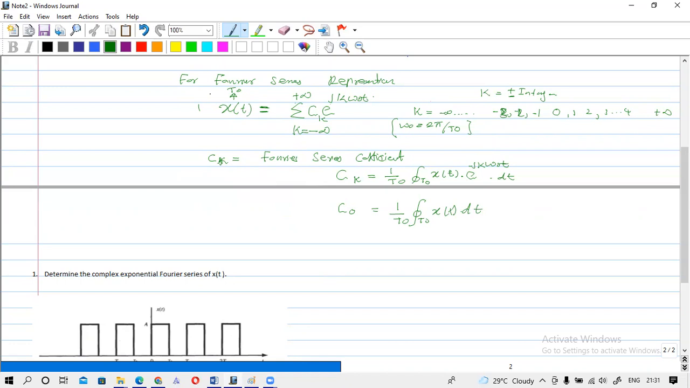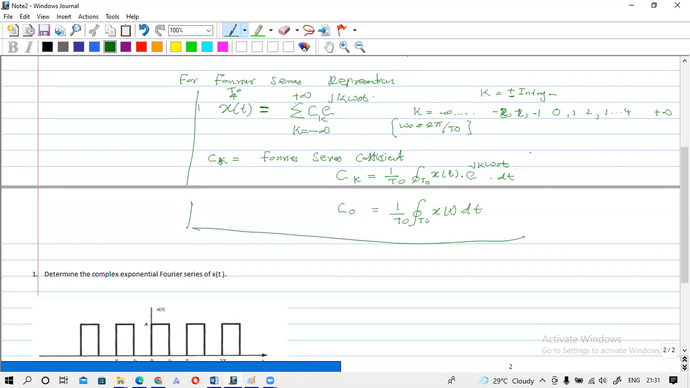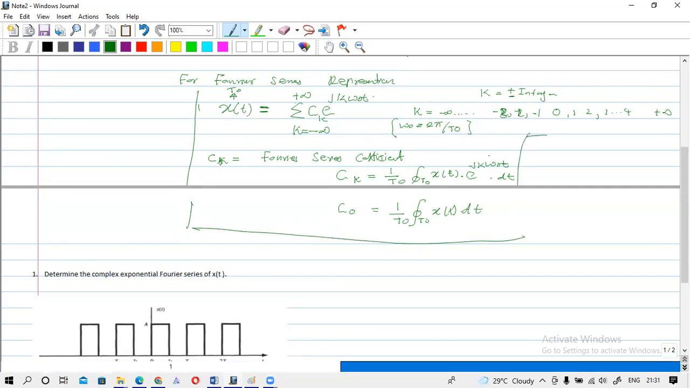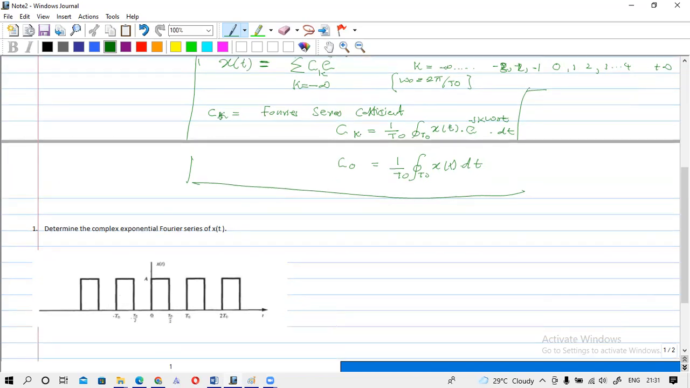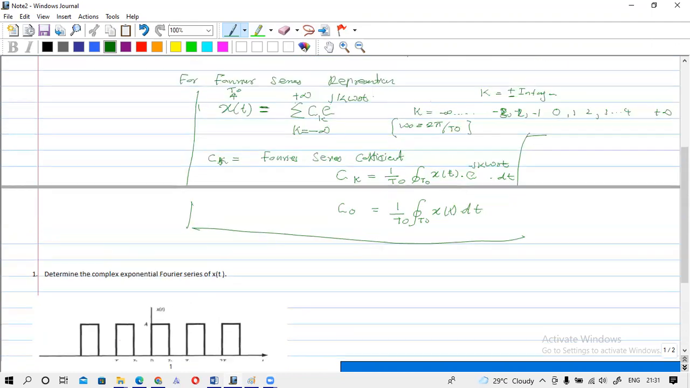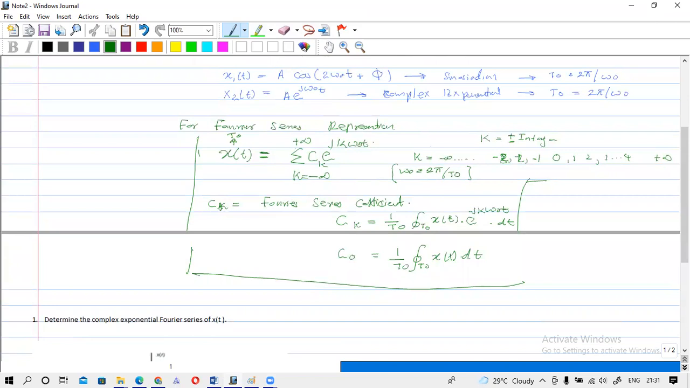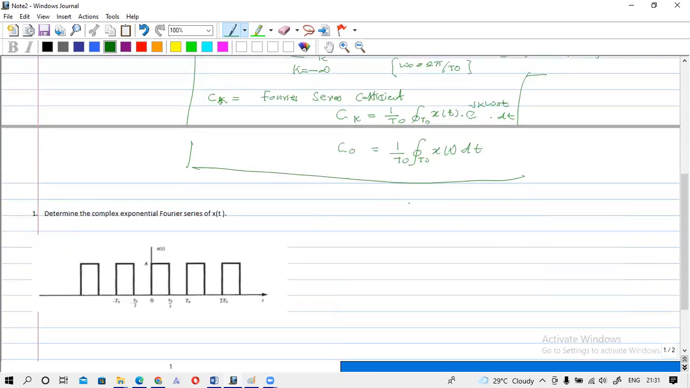So this is the Fourier series representation, and it is said that any periodic signal can be represented as a linear combination of complex exponential signals. So we have an example to do. But before the example, we will see some details about this Fourier series representation.